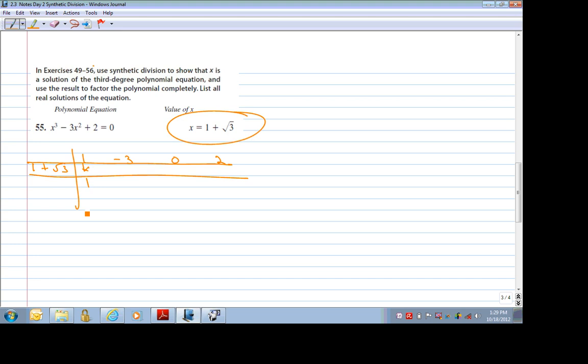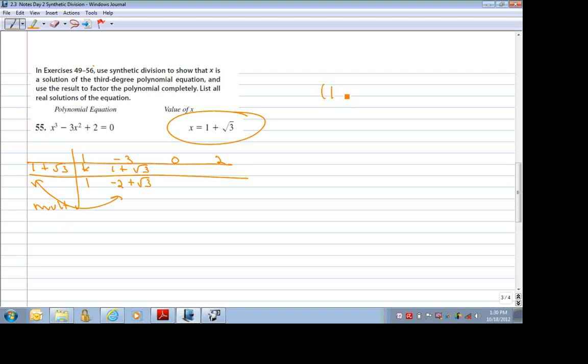We're going to bring down our 1. We have to multiply 1 times all of this. It's 1 plus the square root of 3. All right, so we have a negative 3 and a positive 1, so we have a negative 2 plus the square root of 3. We're going to now have to multiply these two together. I'm going to go off to the side over here and do that. So this is good practice.